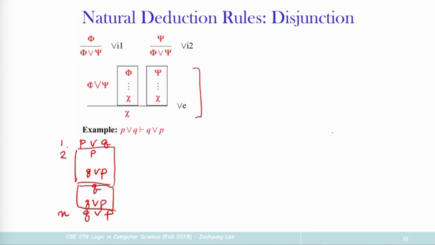Are we together? I'm just writing the box here, just according to the pattern. So my phi is P, my psi is Q, my X is Q or P. So I just wrote this thing here. Instead of phi or psi, I use P or Q here. And for this box, I wrote P and Q or P. And for this box, I wrote Q and Q or P. And then from this, I can derive this X, which is Q or P. Okay, so the last line is disjunction elimination for line 1 and these two boxes.